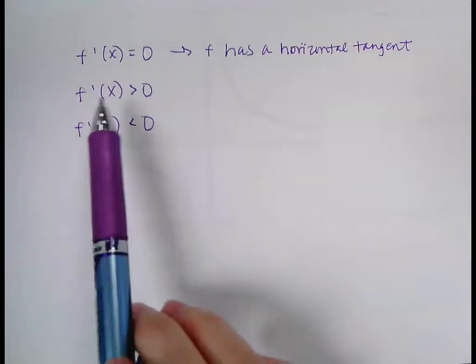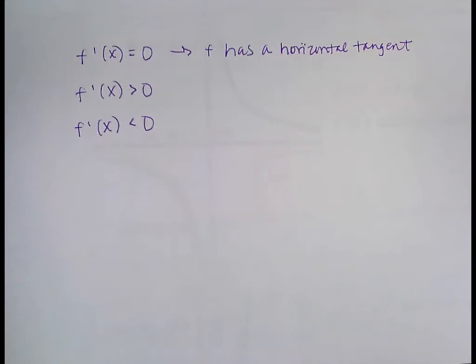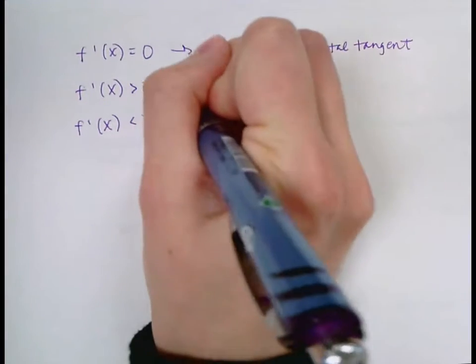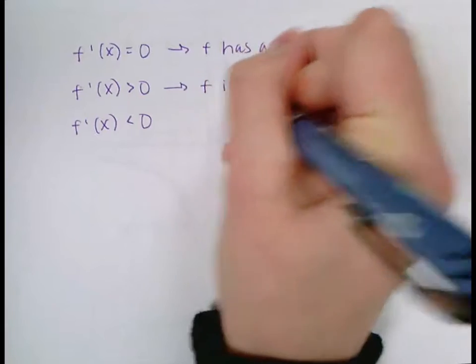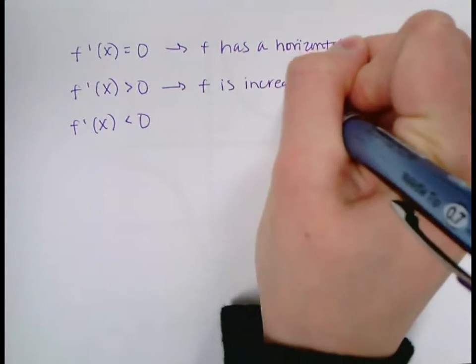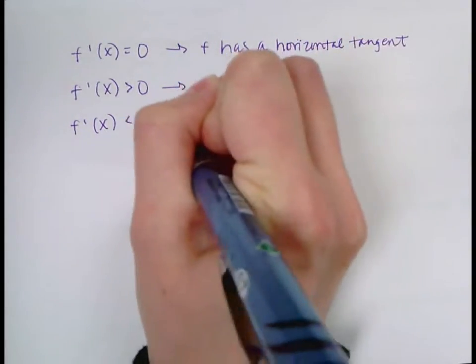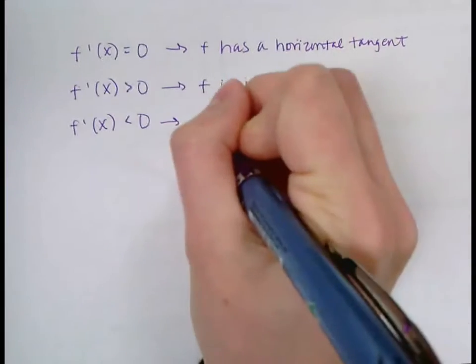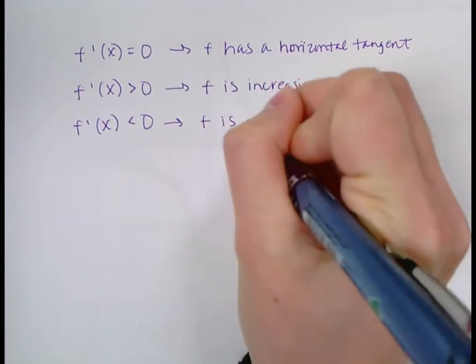How do you know if the derivative will be positive or greater than 0? If f is increasing. And then likewise, f prime will be less than 0 or negative if f is decreasing.